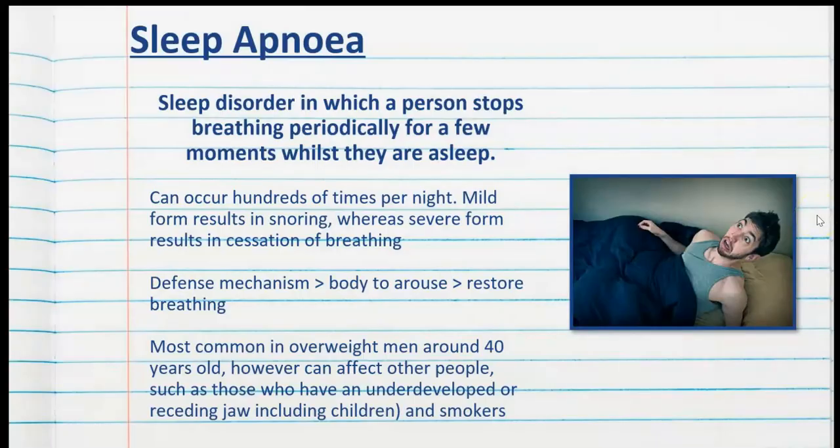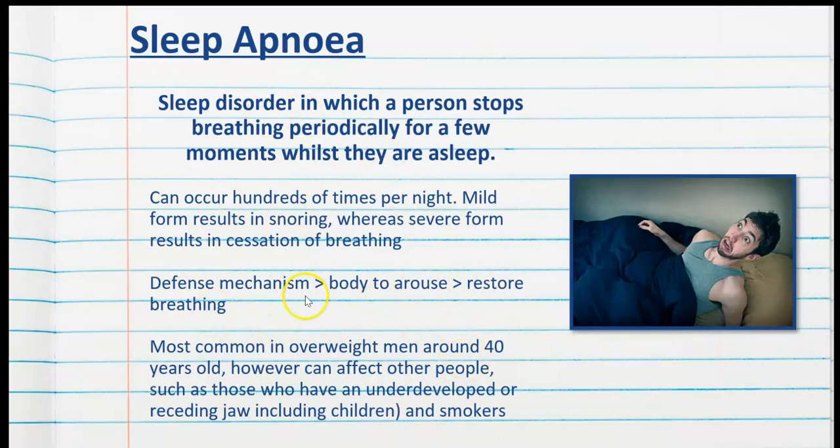Now, sleep apnea is also a very common sleep disorder in which a person stops breathing periodically for a few moments while they are asleep. So this can occur hundreds of times per night. The mild form of this is snoring, whereas the very severe form of sleep apnea is cessation or stopping, in other words, of breathing. So obviously we need to breathe in order to survive as human beings. So if the brain recognizes that the brain and body is not getting enough oxygen, a natural defense mechanism is to arouse the body, so wake the body up, to restore breathing.